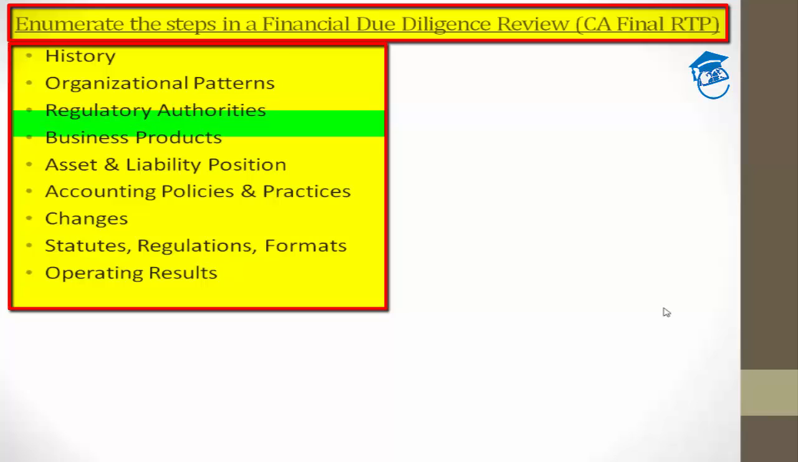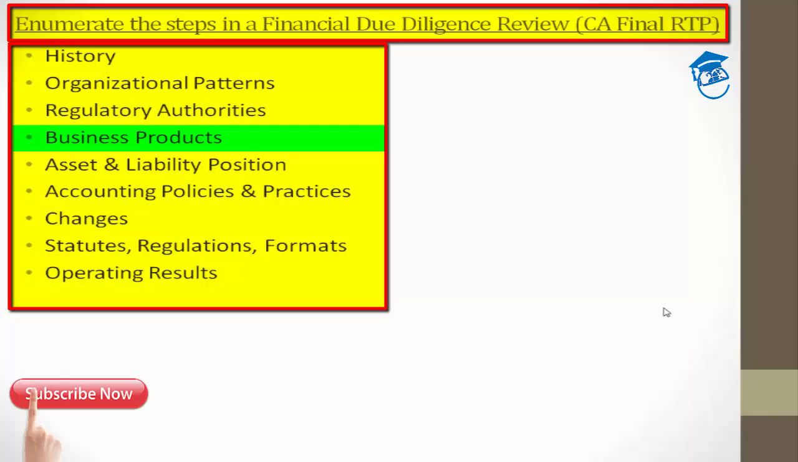Next will be business products. Inquire about each and every kind of business product available in the market, be it suppliers, operations, profit margin, profit share, market share, competitors, exports, and so on. You need to inquire about the business products. That is something extremely important.